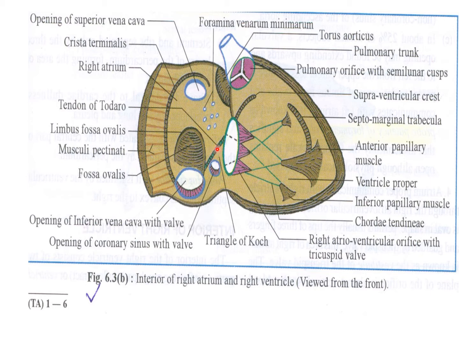So this triangle of Cox is formed: above there is the tendon of Todaro, anteriorly in front there is the tricuspid valve, and below there is the opening of the coronary sinus, and this triangle is formed. Name is given the triangle of Cox. वहाँ पे AV node होता है. In this triangle there is the node. Ventrocaudal to the node lies the membranous part of the ventricular septum, atrioventricular septum.